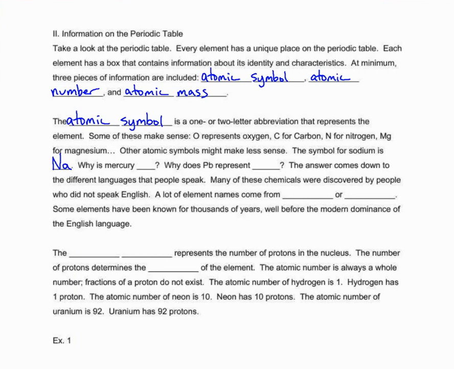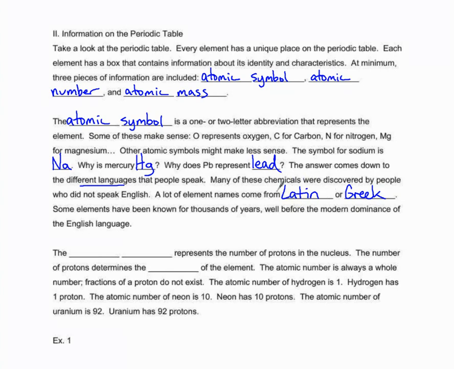How about mercury? Mercury is towards the bottom, middle of the periodic table. Why is it Hg? Why does Pb represent lead? These don't really make sense, at least not to us. The answer comes down to different languages that people speak. Many of these elements, these chemicals, were discovered by people who just did not speak English. A lot of names come from Latin or Greek.